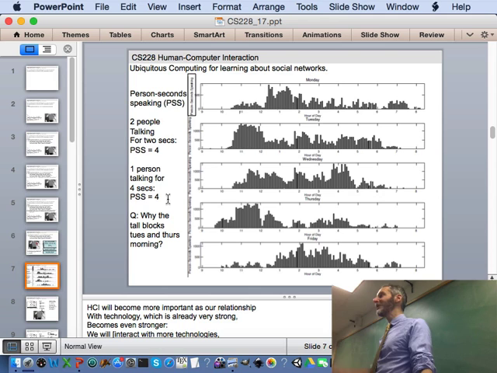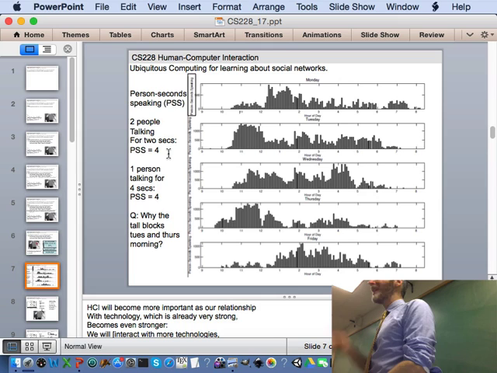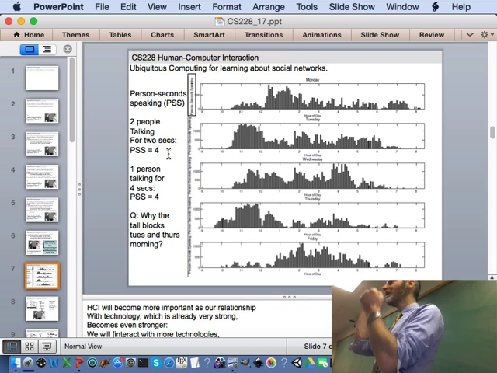If among the 24 devices, two people were reported talking for 2 seconds, that's also 4 PSS. So the total height of the bar is basically the total amount of talking going on among that group of 24 people. It does not report who was talking to whom, what they were saying, or what the emotional content of their voice was. It's just total amount of talking time.